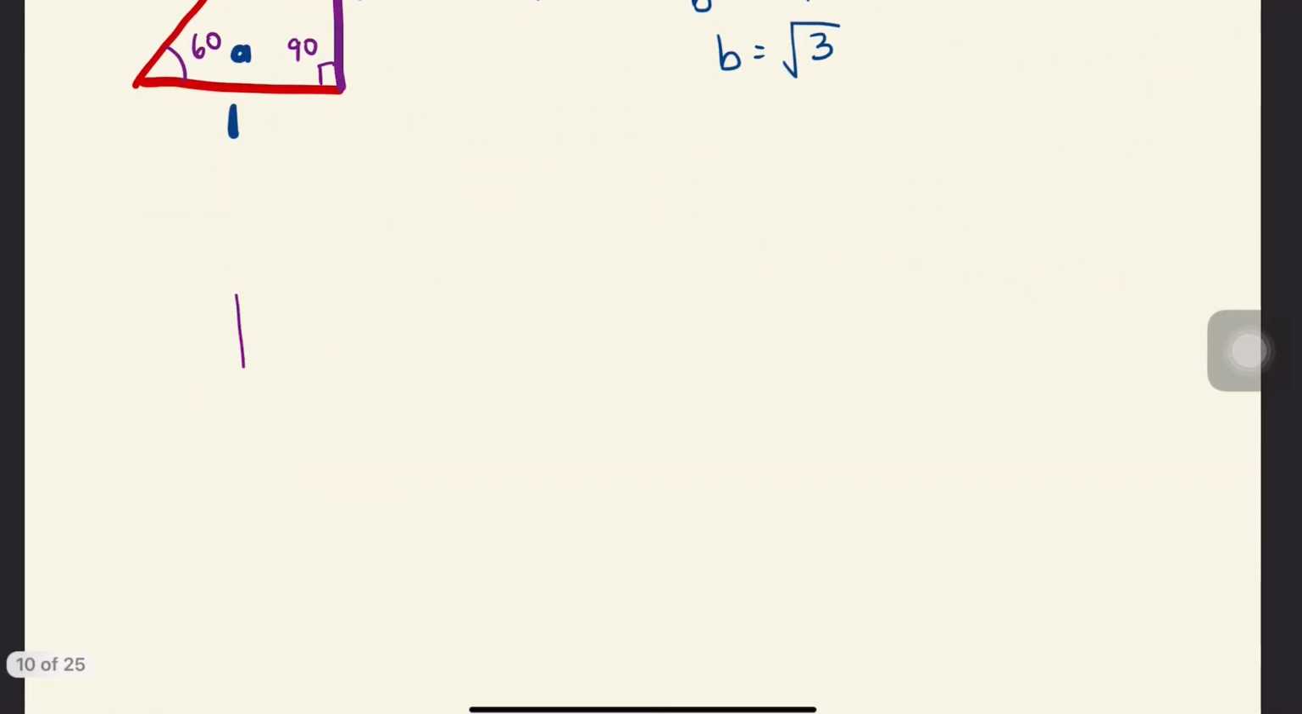Okay, next triangle. For example, I have this type of triangle.